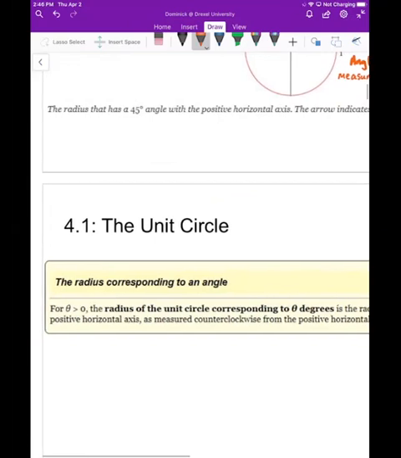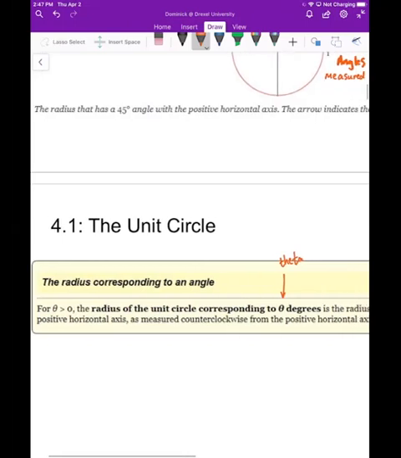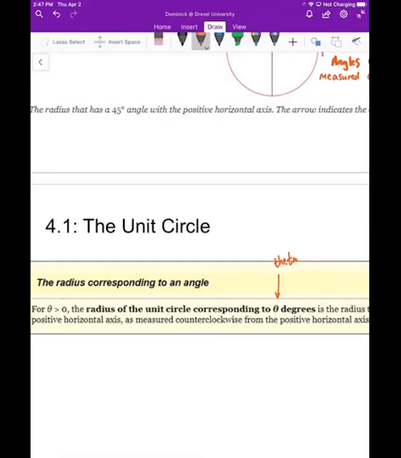For positive angles, we say that the radius of the unit circle corresponding to this is given by the Greek letter theta, which is usually used to talk about angles. It's the radius that you would draw when starting from the positive horizontal axis and going that many degrees, traveling counterclockwise. That radius then corresponds to the one formed by that angle.